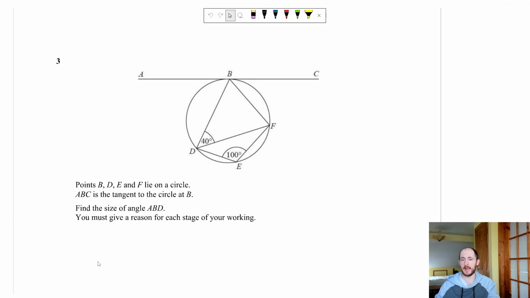So with this question, we have some circle theorems, and of course it's circle theorems because they have a weird shape and a circle inside it, which is always circle theorems. And we have points B, D, E, and F lie on the circle. ABC is the tangent. Find the size of angle ABD. So I like to label whatever angle they're asking me to find in circle theorem questions, which is this one over here.